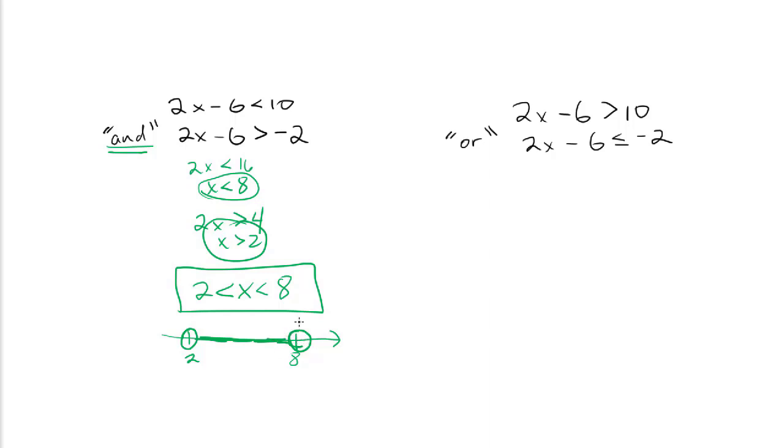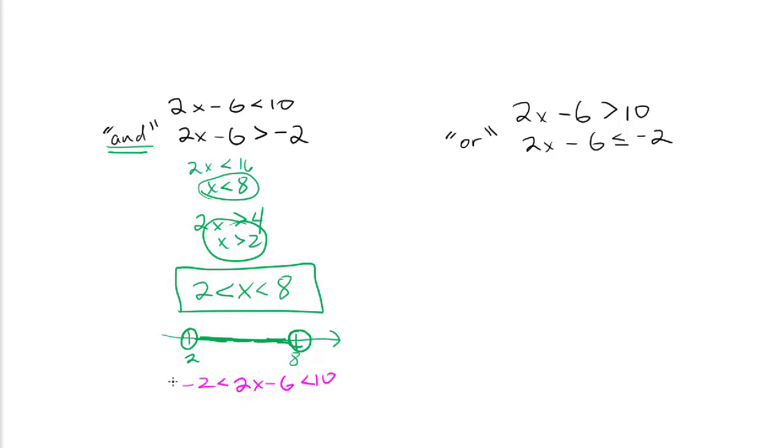Okay? This is an interesting one because we could have actually solved this as one compound inequality in our format that we have right here. So what would that have looked like? For example, we could have set up 2x minus 6 is less than 10 and is greater than negative 2.